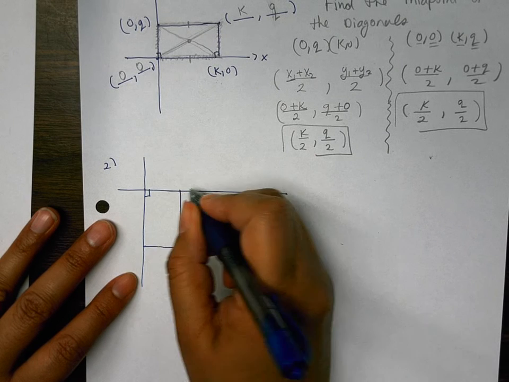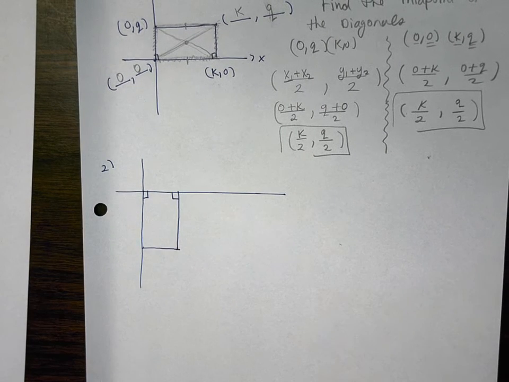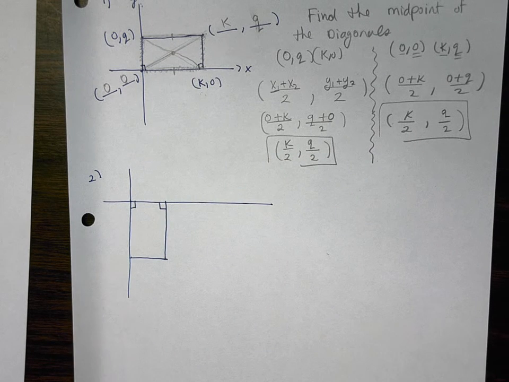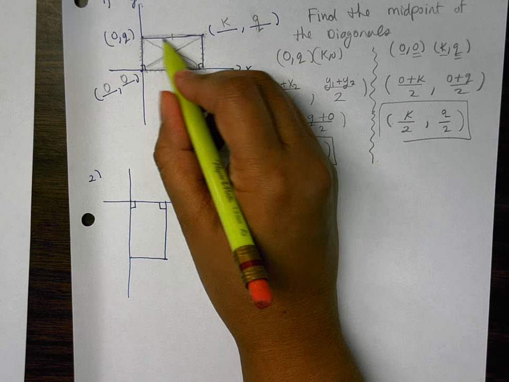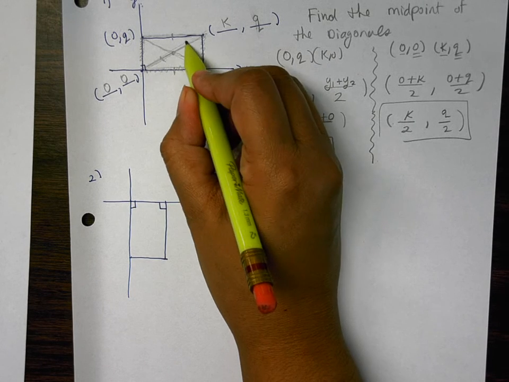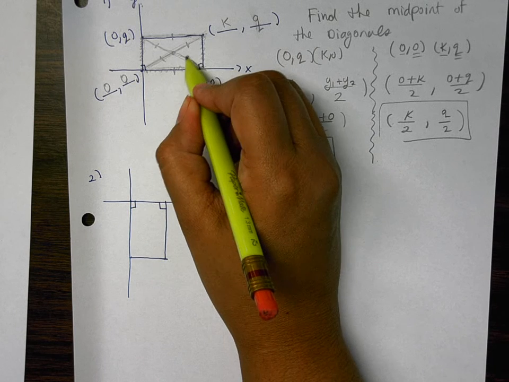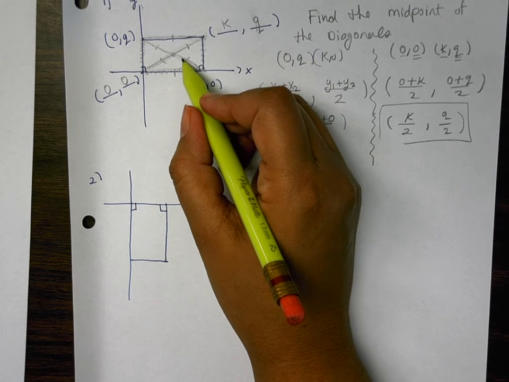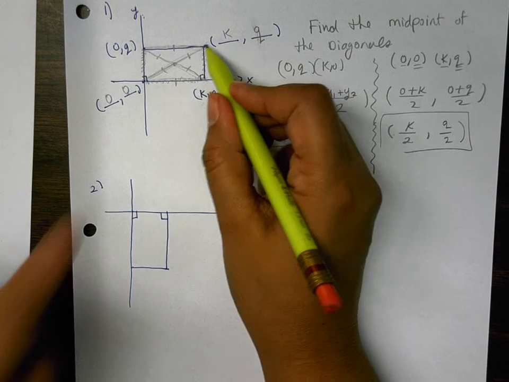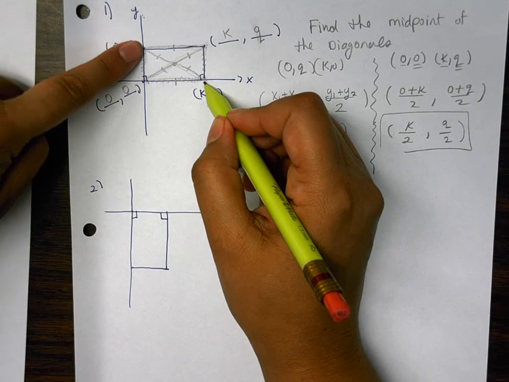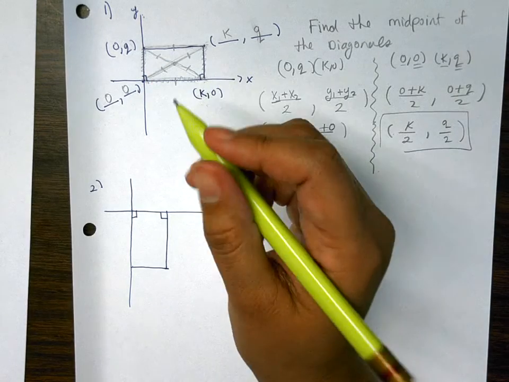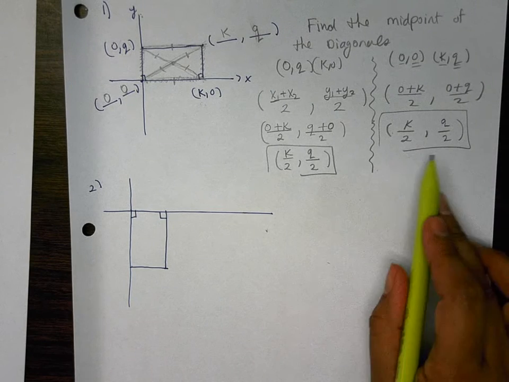Did you get the same answer for both? They should come out to be the same. The reason is diagonals on a parallelogram bisect each other, meaning they cut each other in half. And even more so in a rectangle, diagonals are congruent anyway. So when they bisect each other, that means the midpoint should come out to be the same. The middle of this diagonal should be the same as the middle of this diagonal because they intersect each other. They meet at the midpoints. So they should come out to be the same.